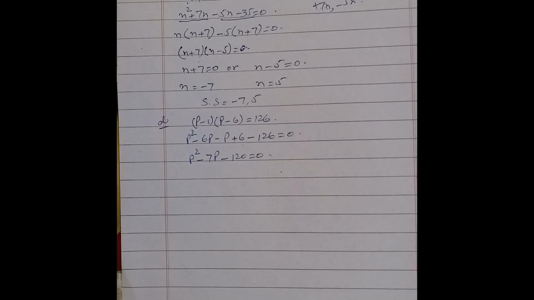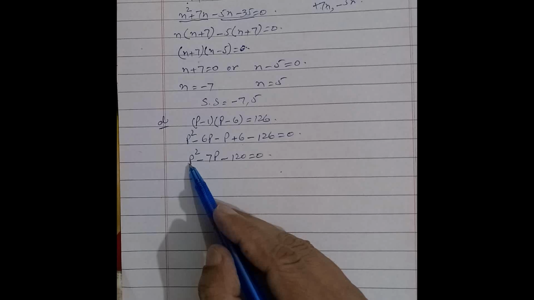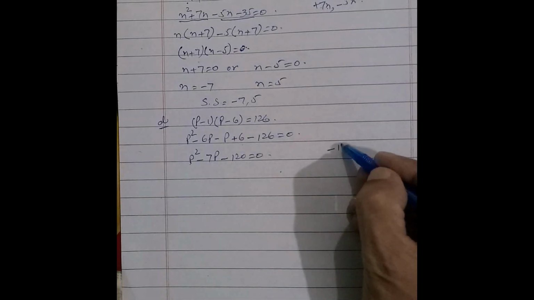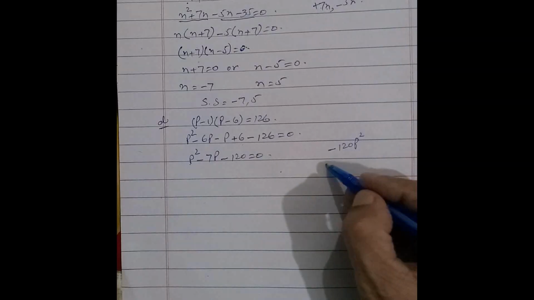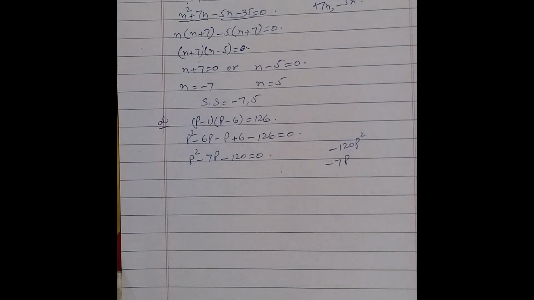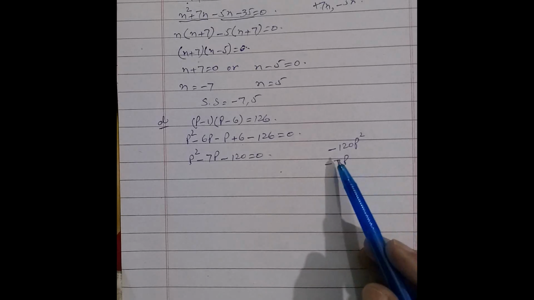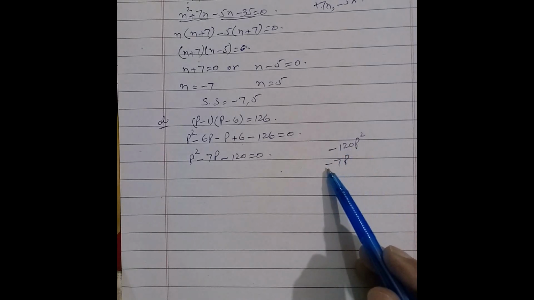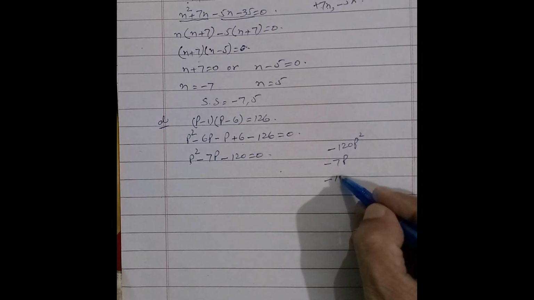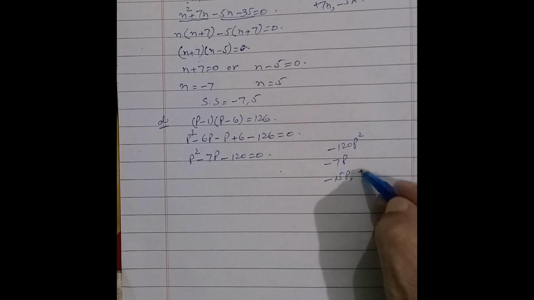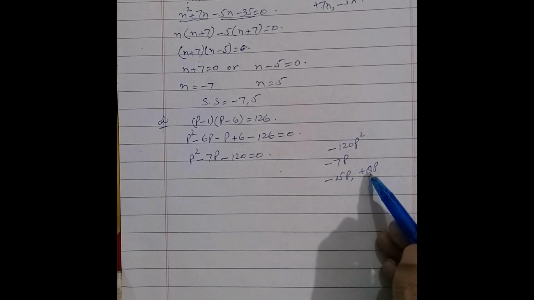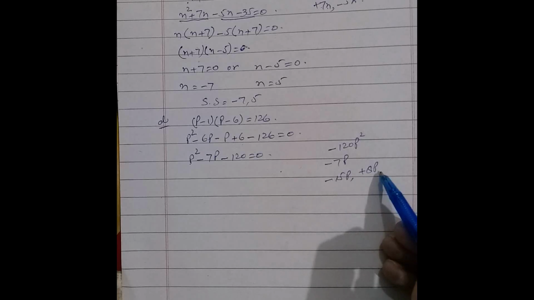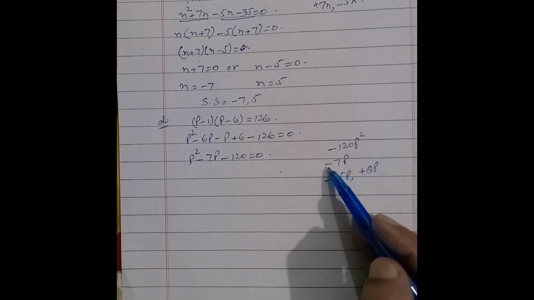And now we factorize the values. First we multiply p square with minus 120. It is minus 120 p square, and the mid value is minus 7p. And now we find the two values which multiply each other to give minus 120 p square, and when we add them it is minus 7p. The values are minus 15p and plus 8p. 15 eights are 120, minus, and when we add them, minus 15p plus 8p, we get minus 7p.